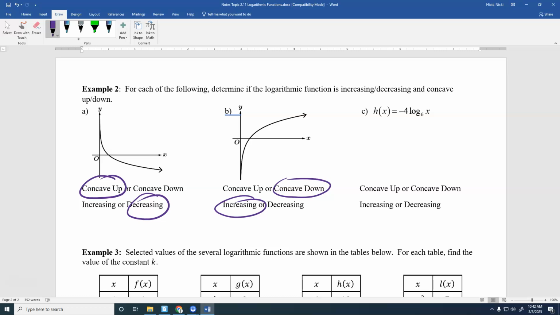Okay. C was the most difficult because it did not give you the picture. Hank, what did you guys get? Concave up and decreasing. Yes. What would C look like? It looks like A, pretty much, right? Because it would be flipped upside down. So it would look like A for that.